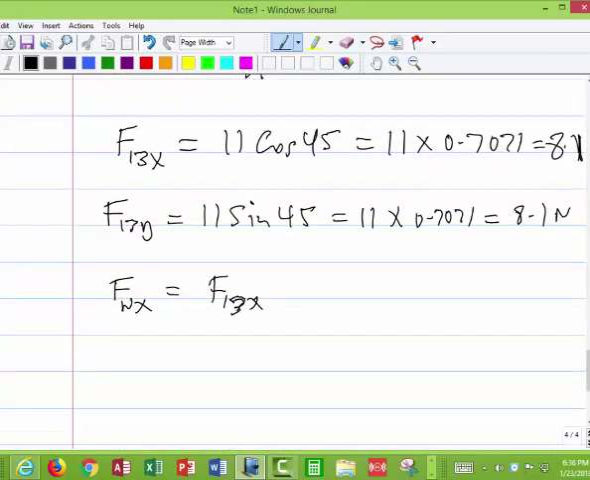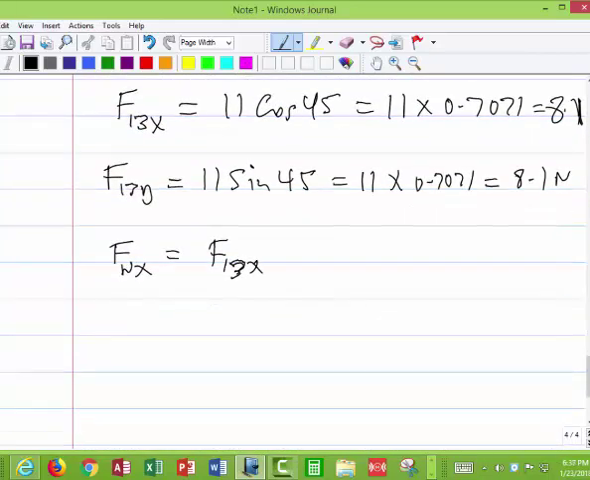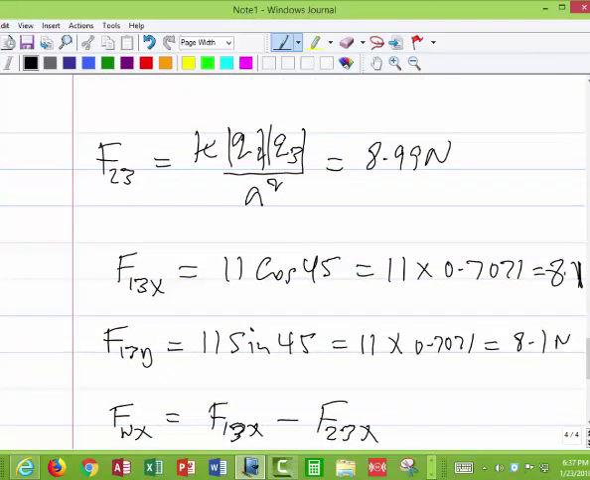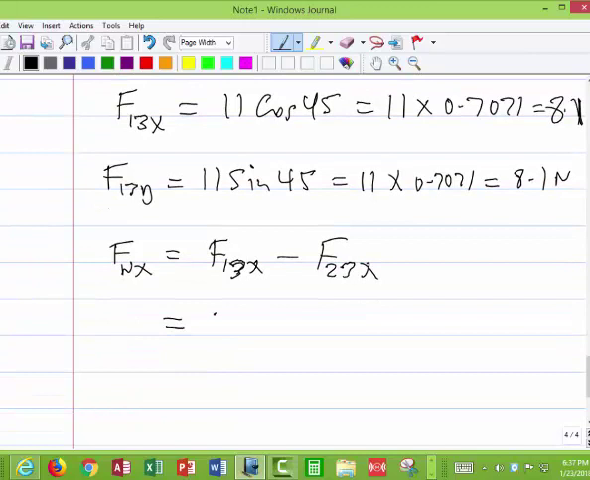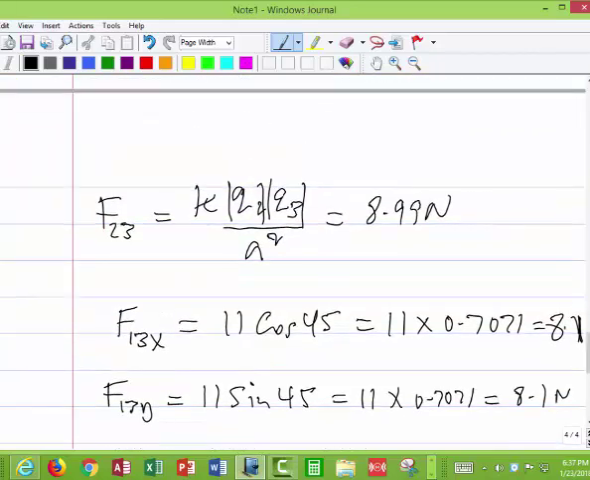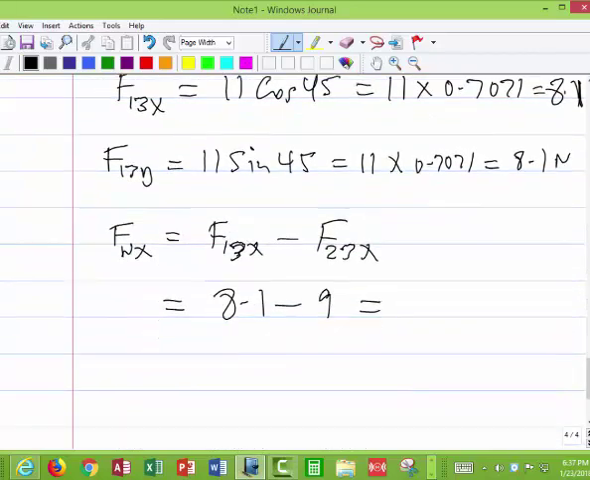Okay. So this minus F23x. So it's going to be, one of them is F13x, which is 8.1 minus 9, right? So what does that give you? Minus what?